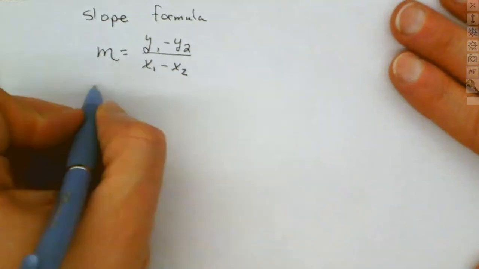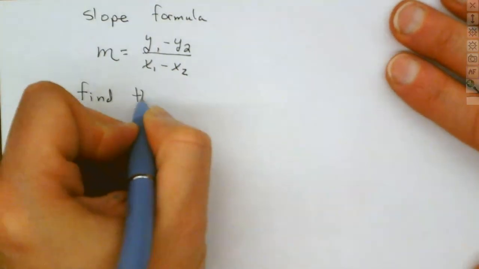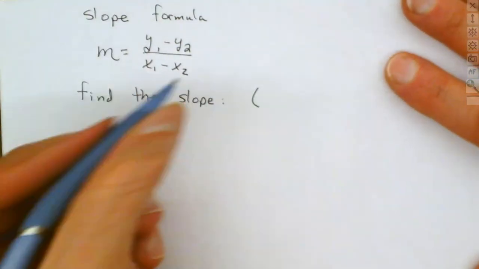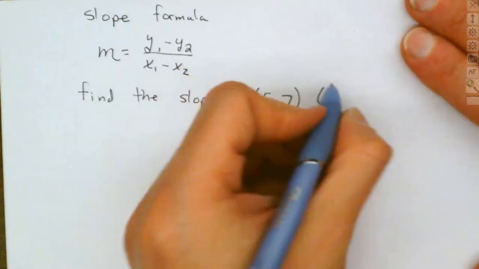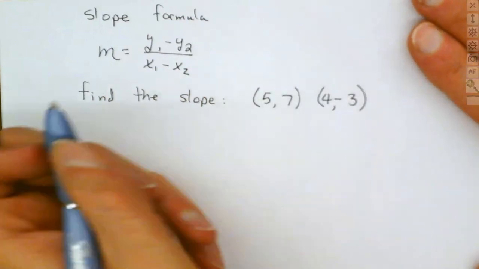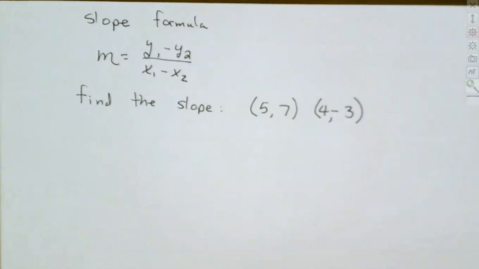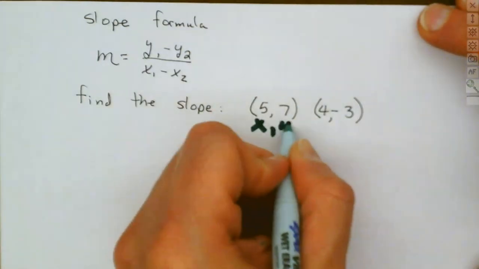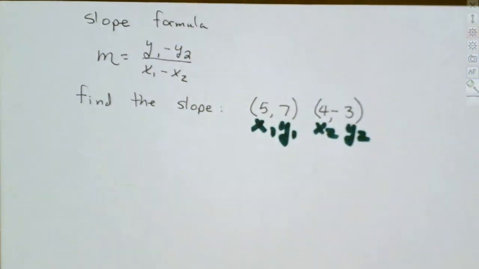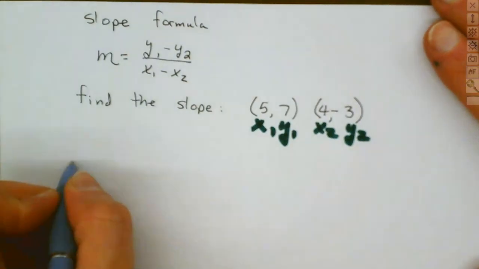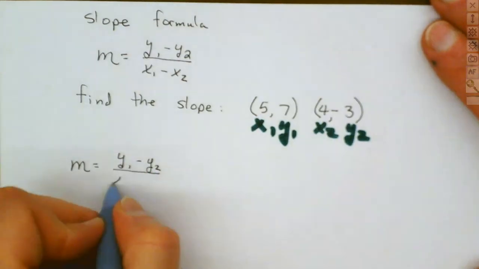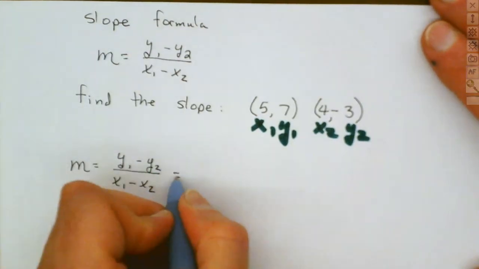We're now going to find the slope. And you're going to be given 2 ordered pairs. So how about (5, 7) and (4, -3). Just like we did earlier today, we label our ordered pairs x1, y1, x2, y2. And then we just simply plug them in our formula. So m equals y1 minus y2 over x1 minus x2. So we plug our values in.